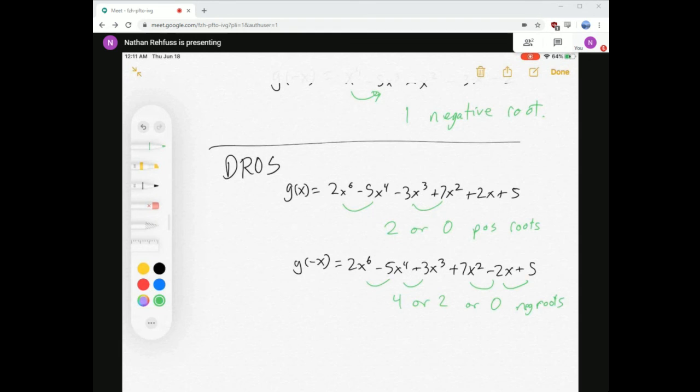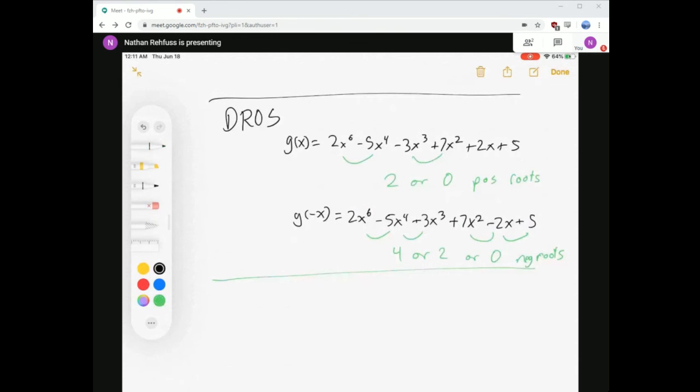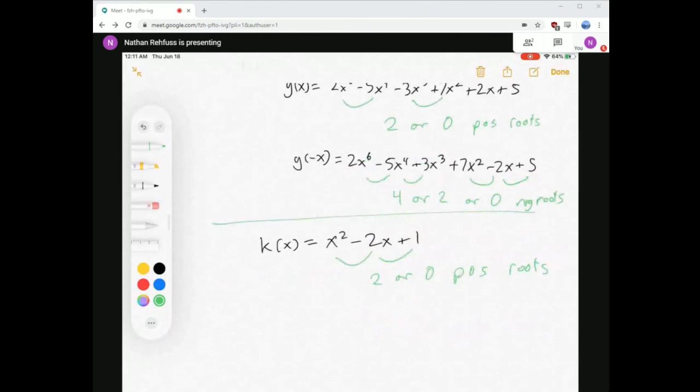Okay, I want to make one more point about DROS, and then we'll leave it behind until the end of the lecture. If I say k of x equals x squared minus 2x plus 1, I've got 2 sign changes, so there are 2 or 0 positive roots. And I also know that there's 0 negative roots, but that's not important right now.